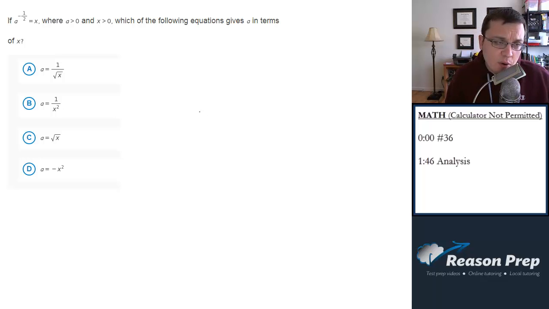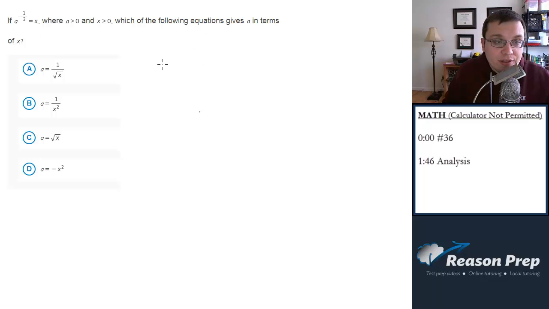If a to the negative 1/2 equals x, where a is greater than 0 and x is greater than 0, which of the following equations gives a in terms of x? Another question where we have to rewrite an equation in terms of a different variable. So we want to get this as a equals.